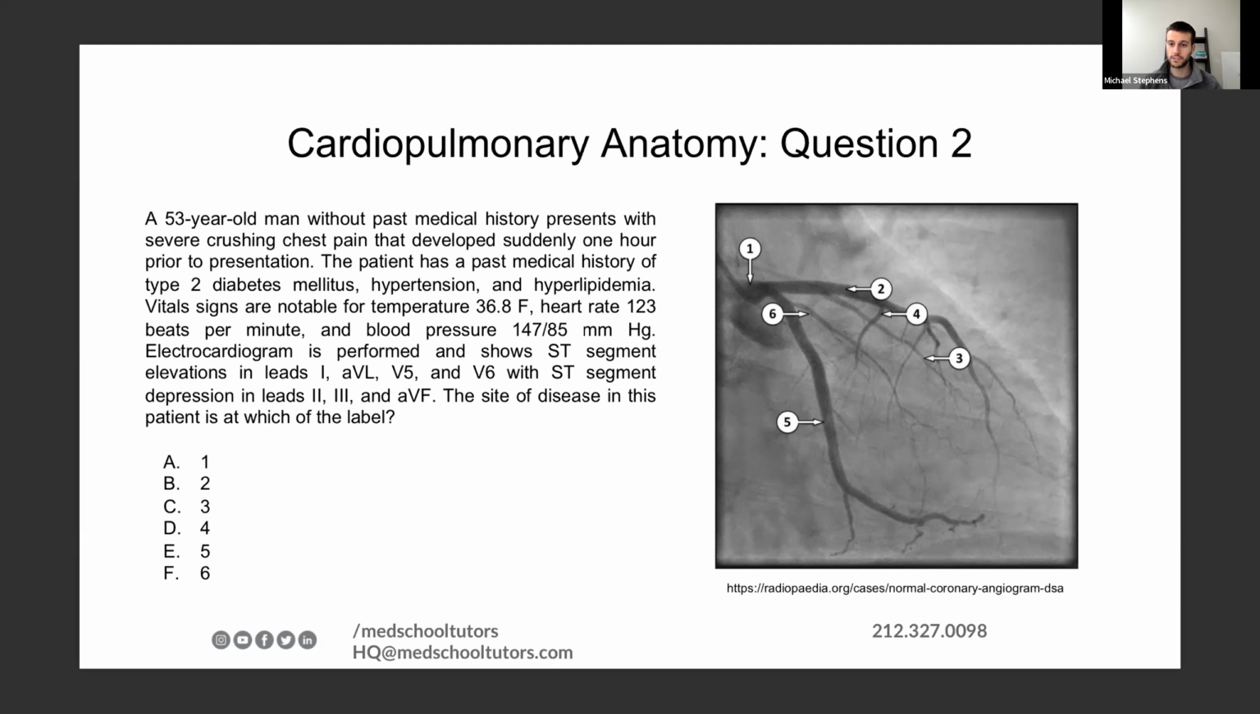Okay, I see some votes coming in. Keep it coming, guys. What number on this angiogram? What answer choice would you pick?